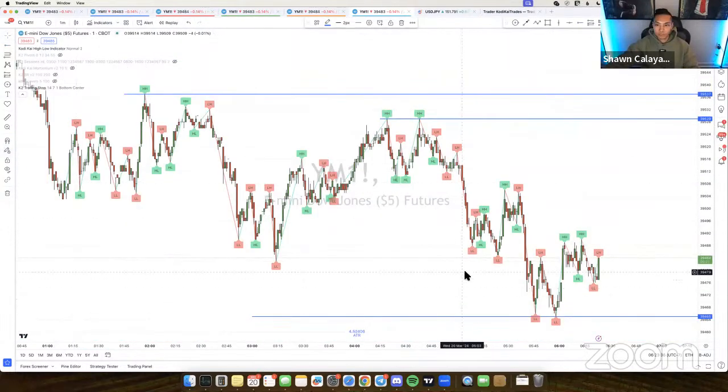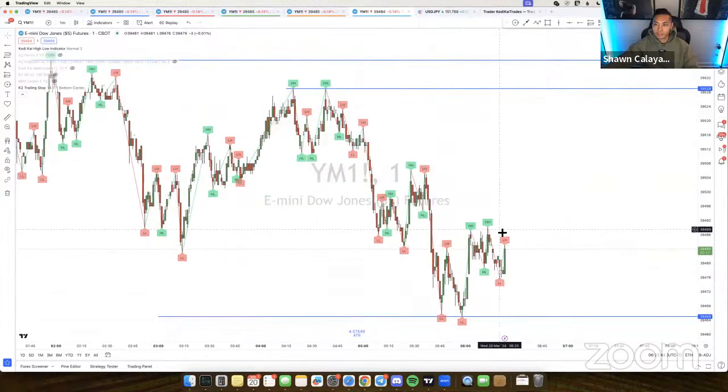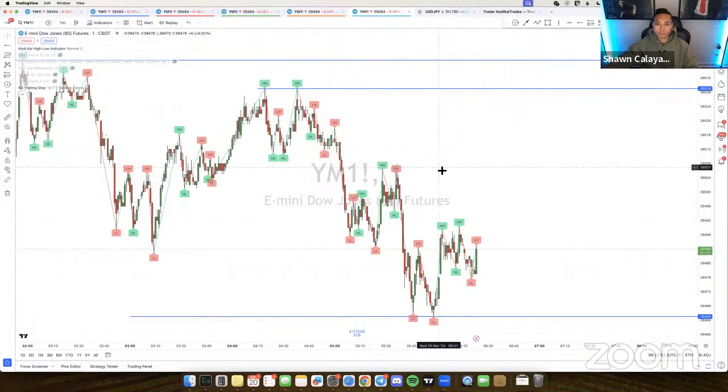Looking at liquidity, the closest level of liquidity below is going to be at 39,465. And the closest level above is going to be at 39,529. So those are the two levels of liquidity closest to current price. This lower level might get hit pre-market, but we'll see what happens when we get closer to that.